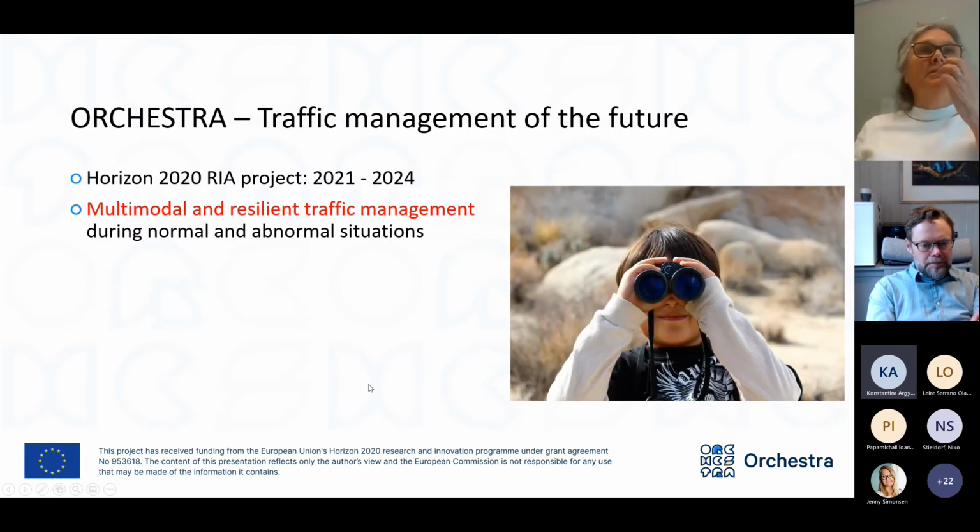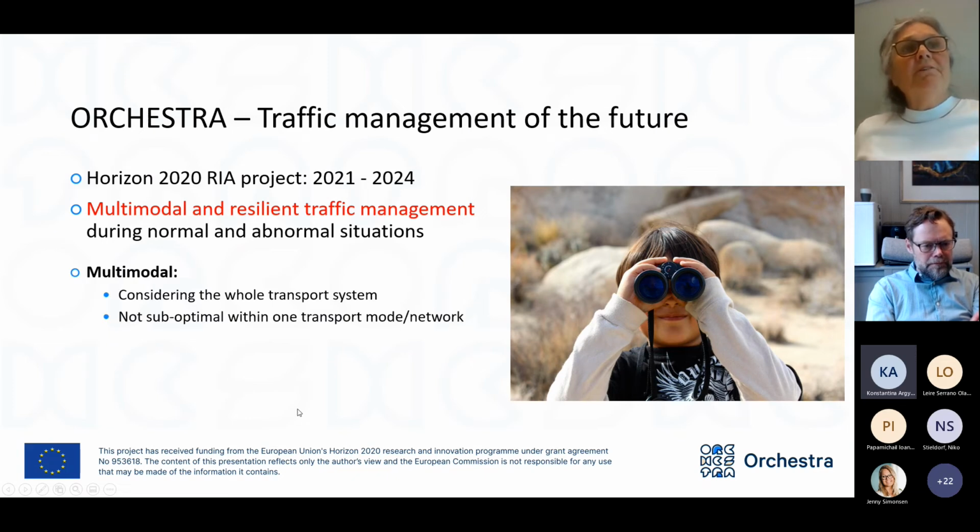So Orchestra is about the traffic management of the future. It's a Horizon 2020 project. It started in May last year and it will last till 2024. And it's about multimodal and resilient traffic management during normal and abnormal situations.